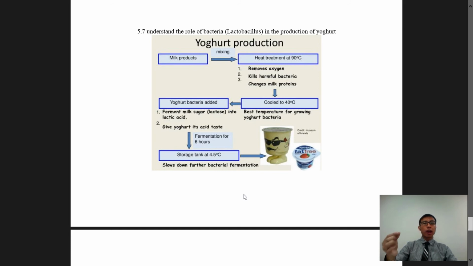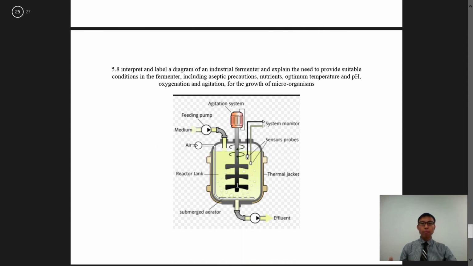All right, so you have to know that lactobacillus is for the fermentation, and it turns lactose into lactic acid with anaerobic respiration. Now, for a fermenter, you have to control the conditions inside. The easy part would be to control the temperature and to control pH. But you have to be able to interpret and label this diagram. A fermenter. So what's going to be in it?